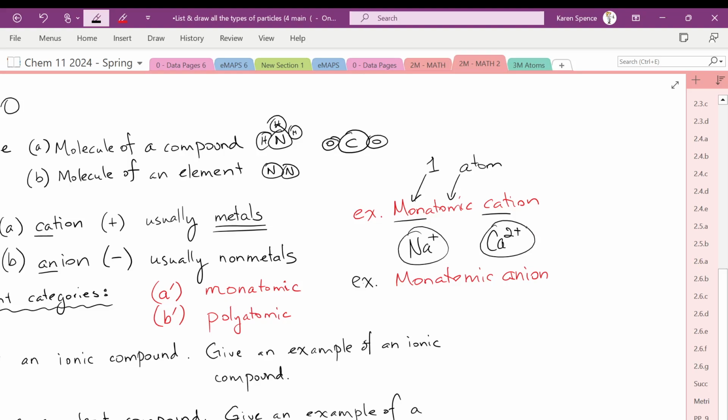Monatomic anion. Tell your partner what you could have for an example of that one. Feel free to use your periodic table.